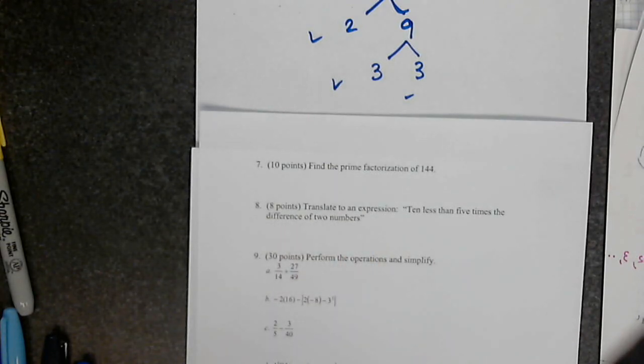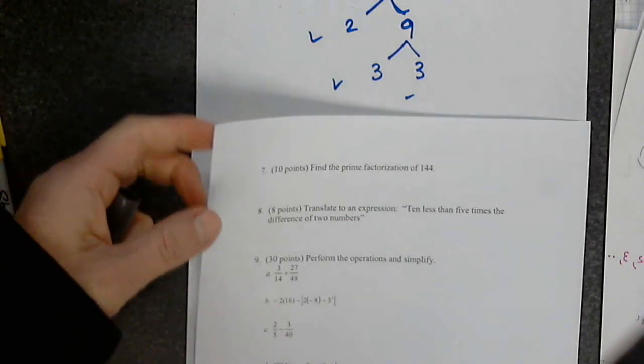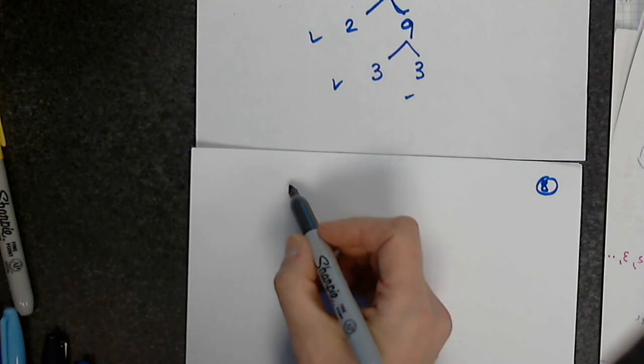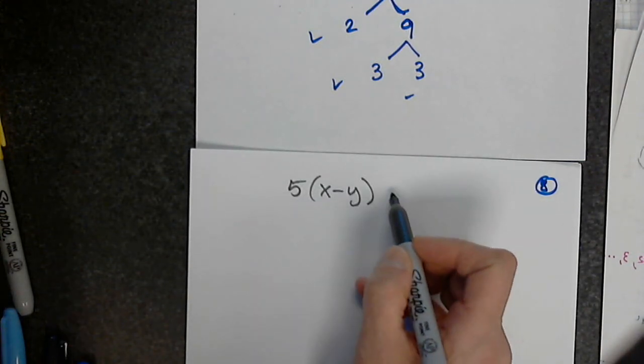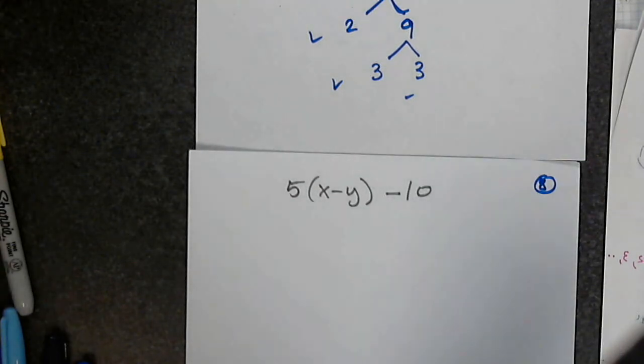10 is less than 5. Is it 5x over 2? Nope. I'm not sure if it's right, but I think I put 5 parentheses x minus y parentheses minus 10. Awesome. So indeed 5 times the difference of two numbers, x minus y, less than 10.